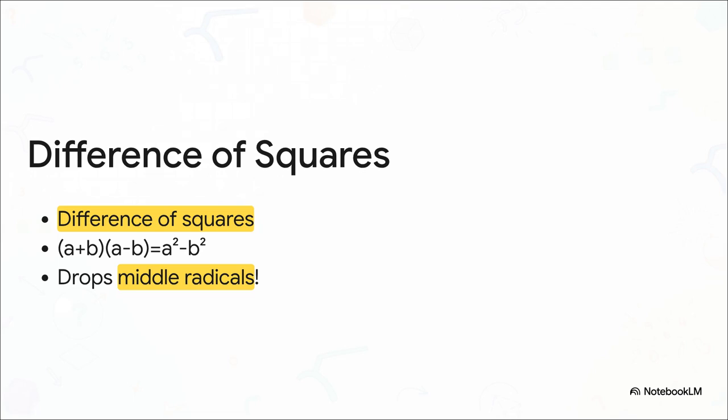If you're multiplying two complex binomials and you spot the classic difference of squares pattern, where the terms are identical, but one is addition and the other is subtraction, like a plus b times a minus b, you are in luck. You don't even have to FOIL out the whole thing. You can literally just square both terms and drop the radicals altogether, because those messy middle terms naturally cancel each other right out. It just boils down to a squared minus b squared. Seriously, keeping an eye out for this pattern will save you so much precious time.